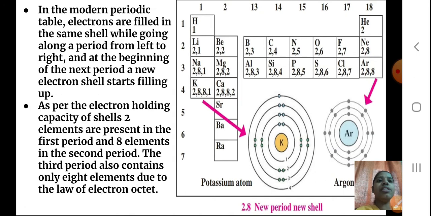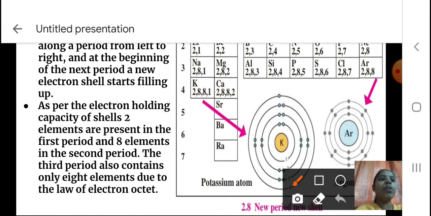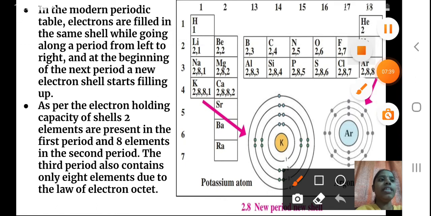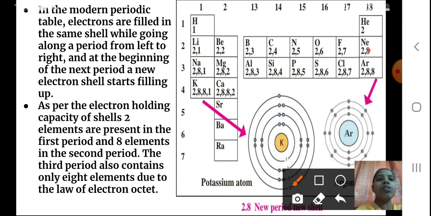Yes, so we'll proceed. In the modern periodic table, electrons are filled in the same shell while going along a period from left to right. And at the beginning of the next period, a new electron shell starts filling up. Here you can see, only 2 shells are there. I am talking about this part. Neon has 2 shells only, 2 and 8. But when it comes to the next period, that starts with sodium, it has got converted to 3 shells now.